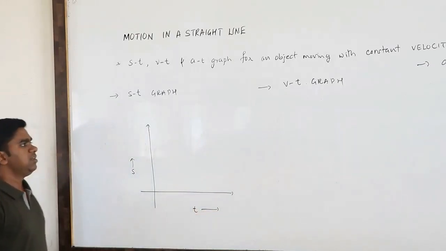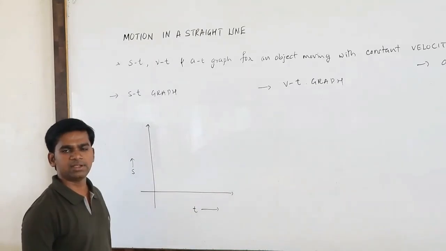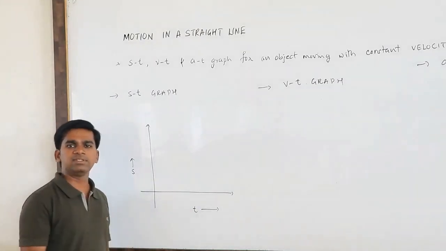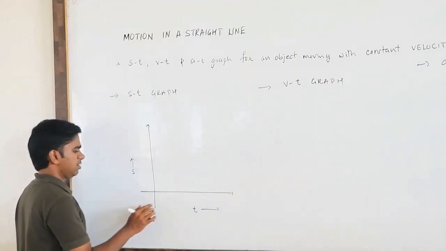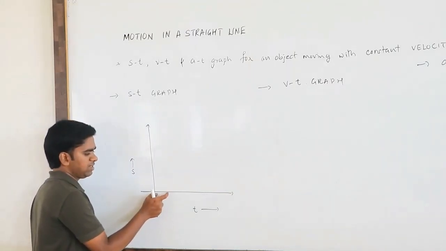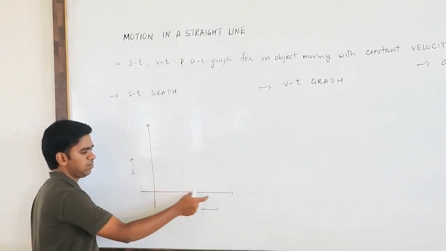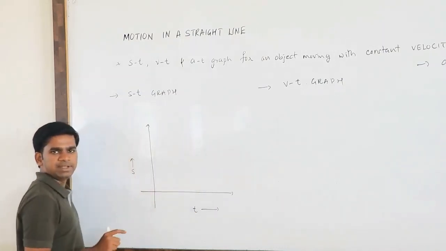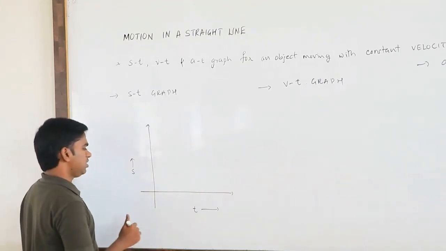If you want to get the constant velocity, what is required? It should travel equal distance in equal interval of time. So what will happen when for 1 second it will travel some 10 meter, again for 1 second it will travel 10 meter, again for 1 second it will travel 10 meter. 10 by 1, 10 by 1, 10 by 1. What you will get? You will get the constant velocity.